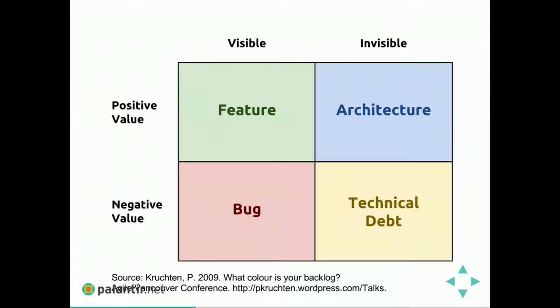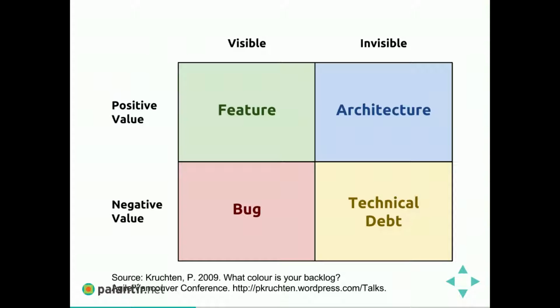So how can we think about technical debt in the context of other effort that we do on projects? Philippe Kruchten gave a talk on this idea of what color is your backlog. And I love this idea. So we're going to talk about these different quadrants and what they are, and frame technical debt and effort on technical debt within the context of these other types of efforts. So top left, you see visible positive value work. These are features, right? A client says, I want a login system. This has positive value. It's something that they need for the software to work for their business objectives. And it's visible. Everyone sees that login system.